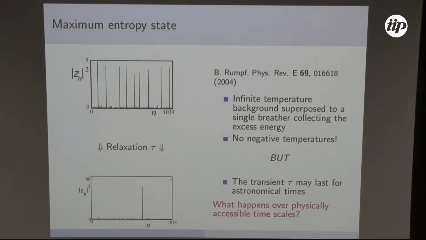This is quite important, because if you do not consider the site where the breather is, basically all the rest of the chain is at infinite temperature. So from this point of view, there is no room for negative temperature. This is the prediction of statistical mechanics. But there is a but, because you may argue, what is the typical relaxation time to go from here to here? It turns out that this time can be astronomically long. So what I'm going to show you is what happens over long, but not astronomically long, time scales.